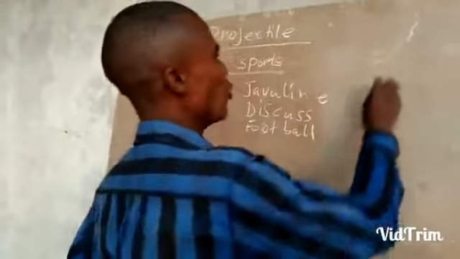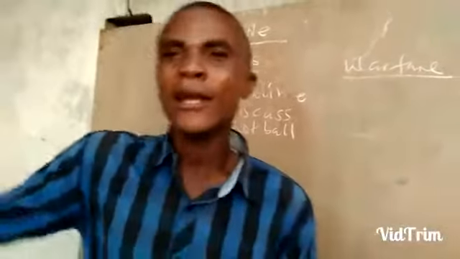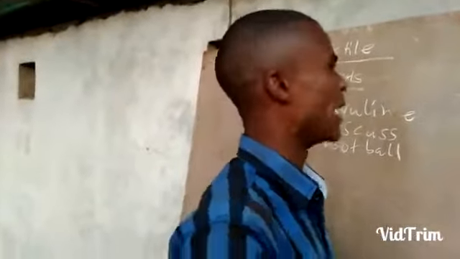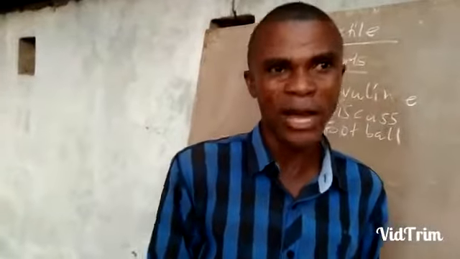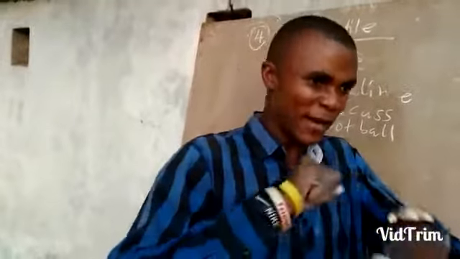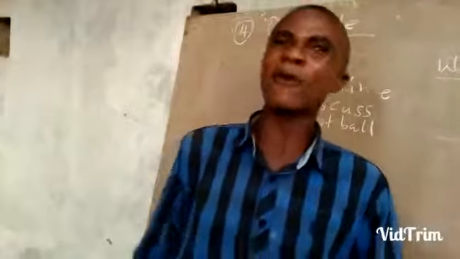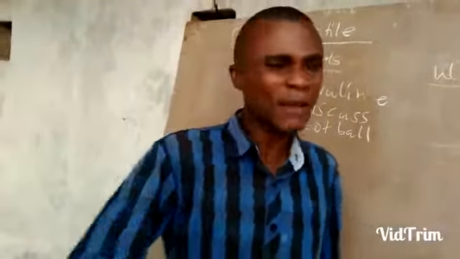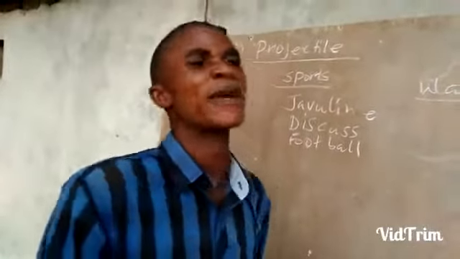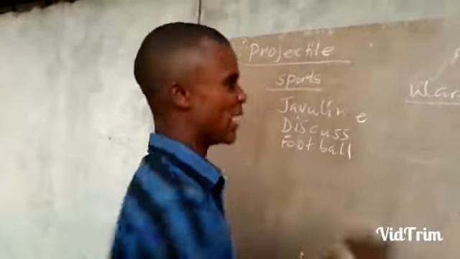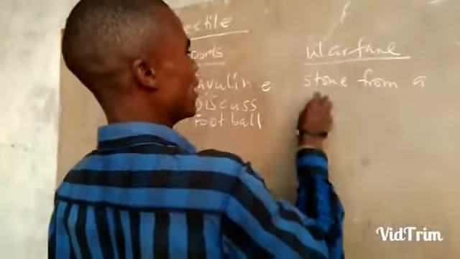Now let us go to war, when people are fighting warfare. Examples of projectile people will use in warfare here will be a stone that will move from a catapult. The moment you put a stone in that particular catapult and release, it is going at an angle. Whatever way you look at it, it is going at an angle. So that means a stone from a catapult is an example of a projectile.